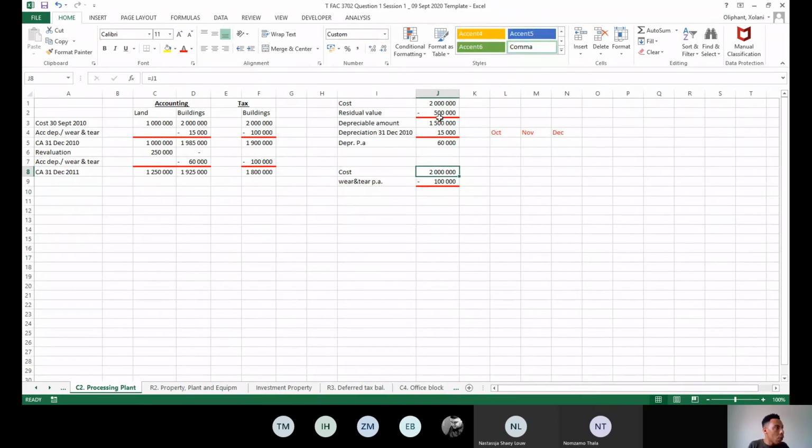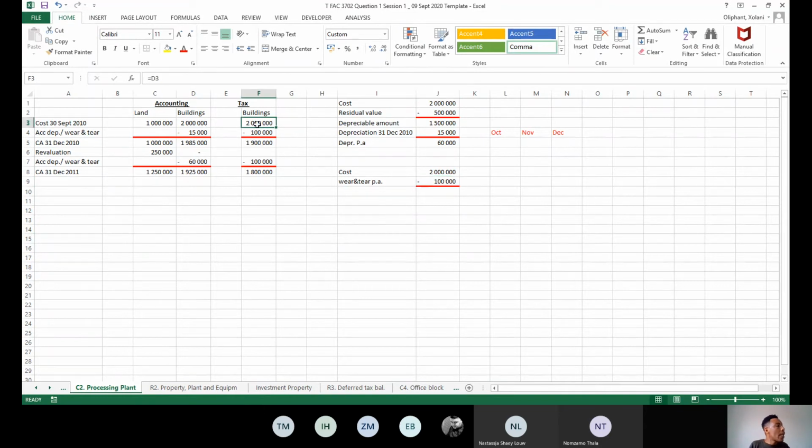It's 2 million, right? We already have it here. I know how much they're granting me for buildings, right? It's 5% per annum. So my wear and tear per annum is how much? It is 100,000. That is your 2 million times the 5% annual allowance that they give me, it gives me 100,000. So there is 100,000, right?